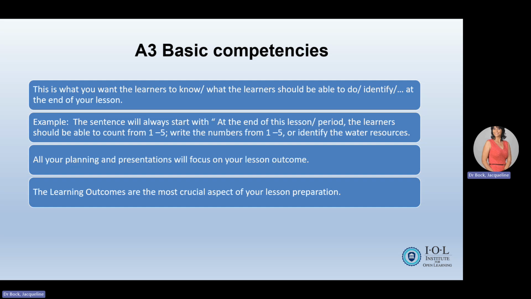The learner should be able to count. Count is observable. It's a verb, from 1 to 5, very specific. Or they should be able to write the numbers from 1 to 5, or identify the water sources. So you see, it starts with a verb that is observable. And then all the planning and presentation will focus on your lesson outcomes.